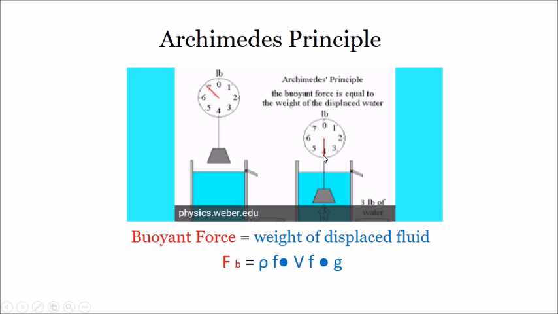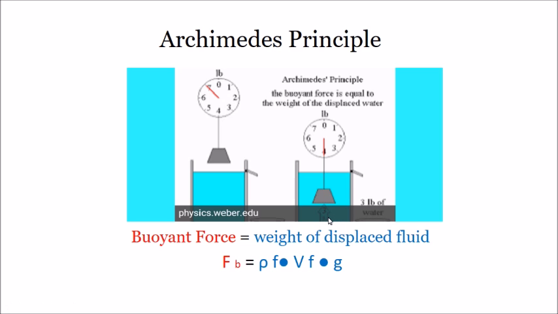And according sa Archimedes principle, the buoyant force is equal to the weight of the displaced water. Ibig sabihin, the buoyant force here is also equivalent to the weight of displaced fluid. So the weight of displaced fluid is 3 pounds of water. So what will the buoyant force be? The buoyant force will be 3 pounds of force as well.